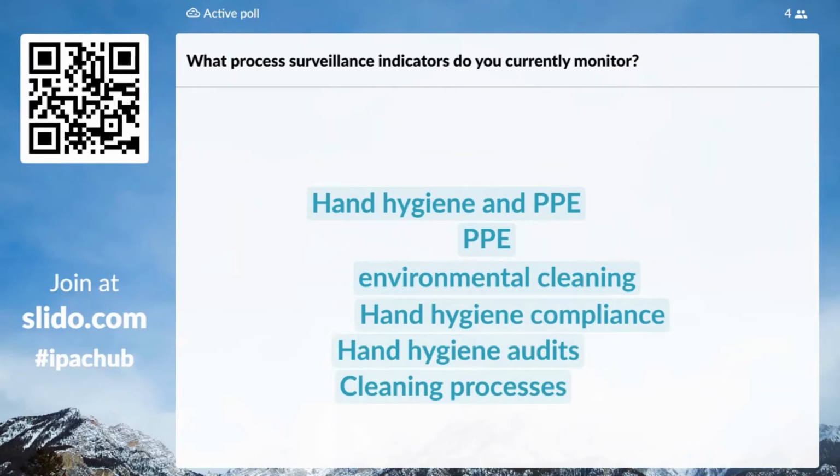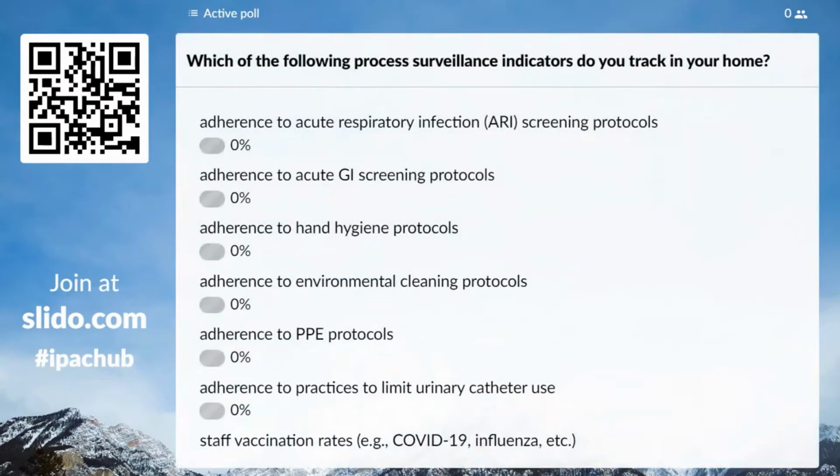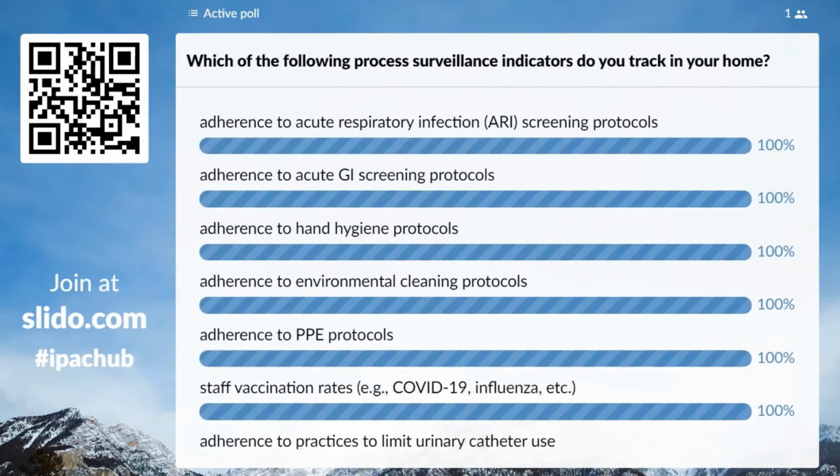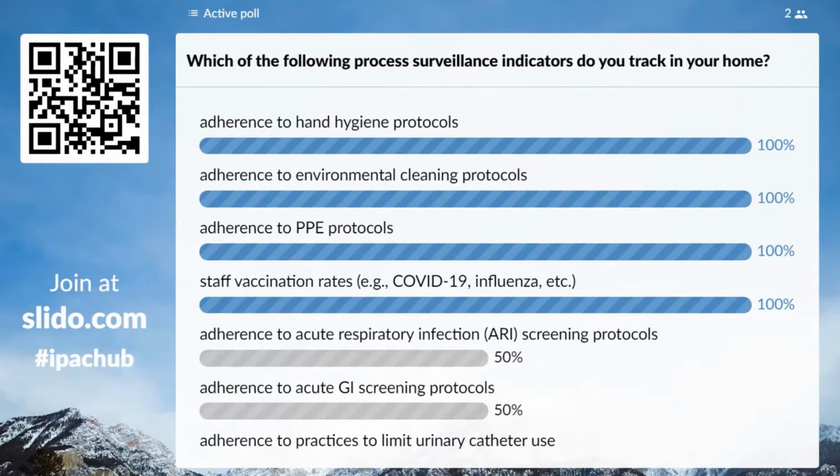All right, it looks like we're doing a lot of hand hygiene audits, hand hygiene compliance audits, some PPE, environmental cleaning, oh, a second cleaning there as well. So it looks like those are likely the top ones, but again, we'll do it for the numbers, a separate poll here, multiple choice, just to see how many homes are doing whichever process surveillance indicators. Give it a few more seconds.